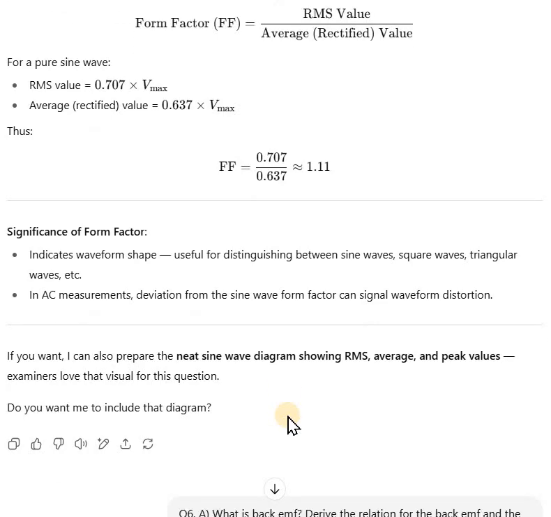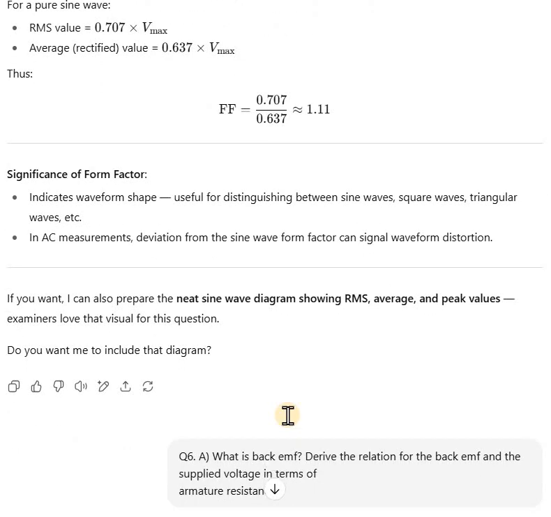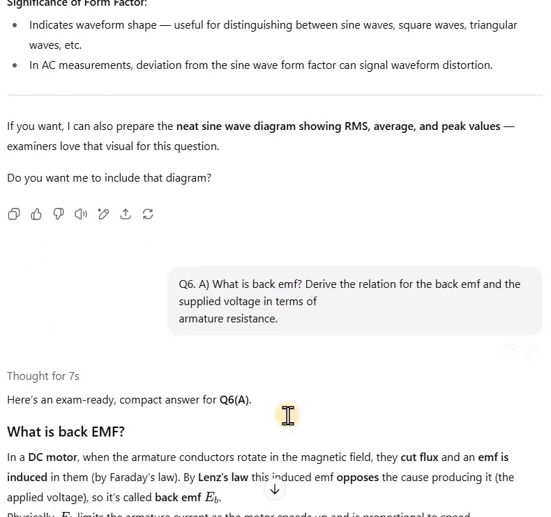So the ratio of RMS by average is 1.11. Significance of form factor: it indicates waveform shapes, useful for distinguishing between sine waves, square waves, triangular waves, etc. In AC measurement, deviation from the sine wave form factor can signal waveform distortion.